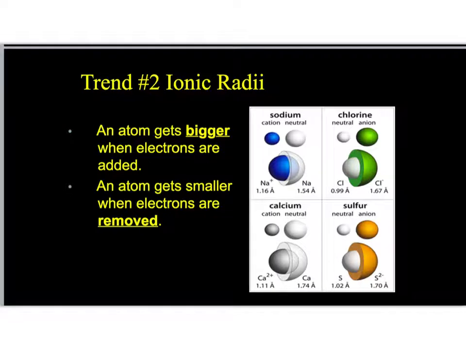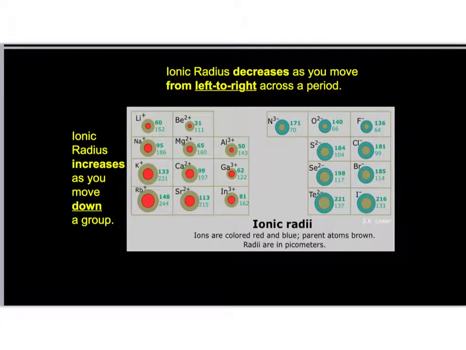Okay, so trend number two is going to be ionic radii. An atom gets bigger when electrons are added, and atoms get smaller when removed. And so that's what we're looking at with ionic radii. You're not going to see a whole lot of ionic radii, but we still cover the trend. And so the trend is it's going to decrease as you move from right to left and increase as you move down the group.